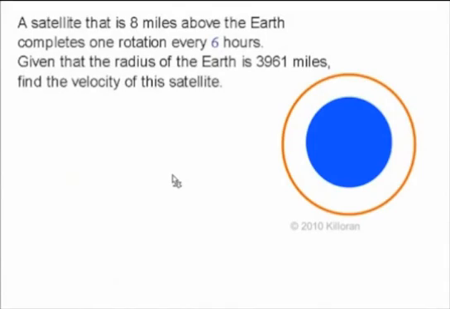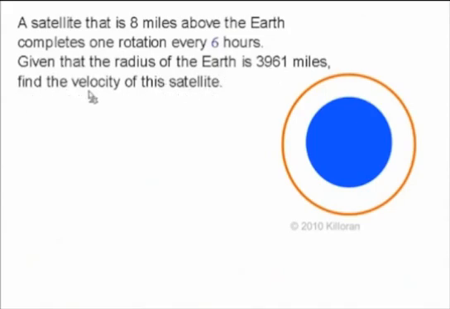This is an example of angular and linear velocity of an object rotating around the Earth in this case. So here we have a satellite that is 8 miles above the Earth. It completes one rotation every 6 hours. And given that the radius of the Earth is 3,961 miles, we want to find the velocity of the satellite.